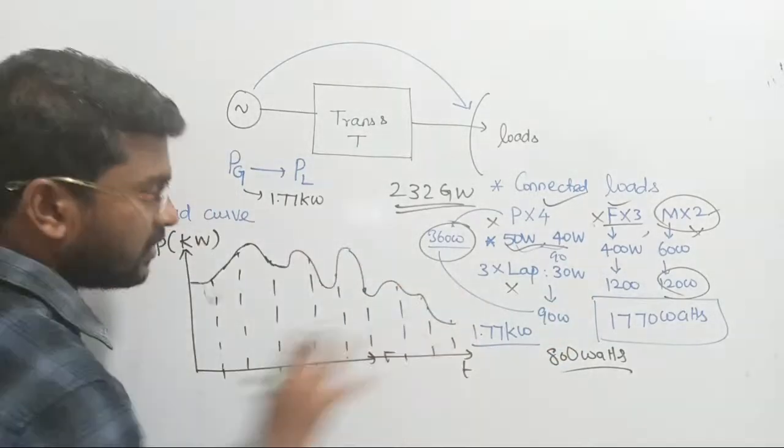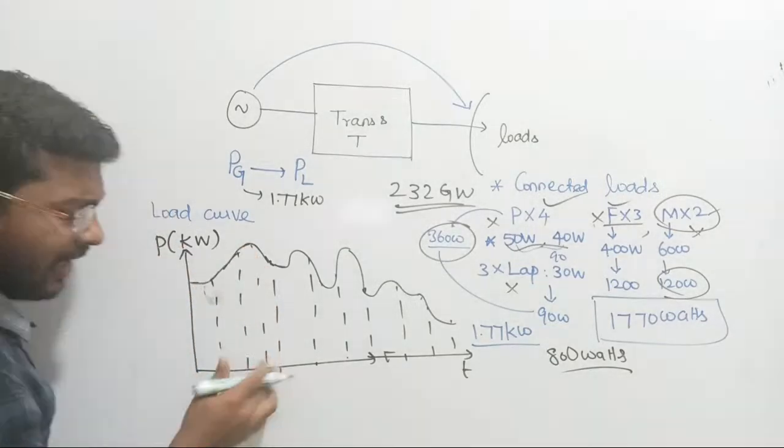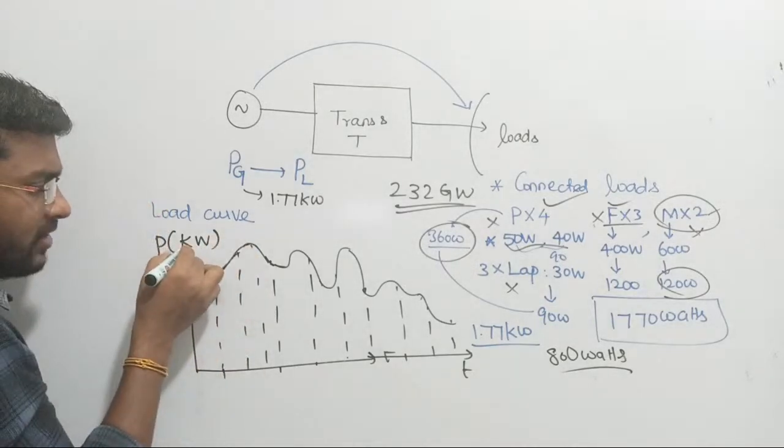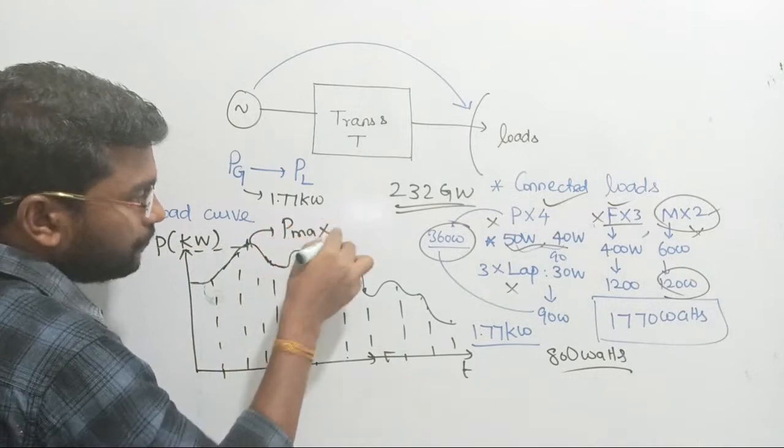Now during this plot, where do we have the maximum power? See there, exactly at some time period, the time is not known, that is where your peak is going to be. So at some time we are utilizing the maximum power. This is called maximum power utilized by the people.